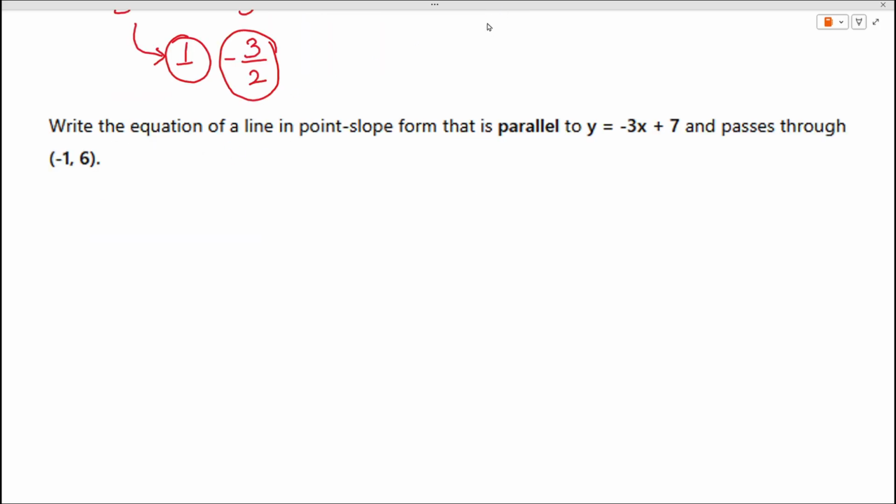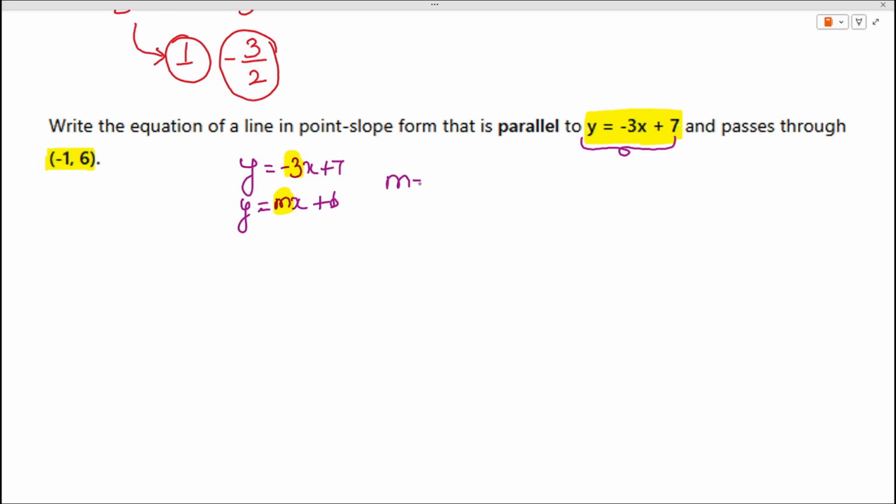Okay, let us try out this question. The question says, write the equation of a line that is parallel to y equals negative 3x plus 7 and passes through the point (-1, 6). In this case, the line given to us is y equals negative 3x plus 7. Comparing it with y equals mx plus b form, we know that the slope of this line is negative 3.